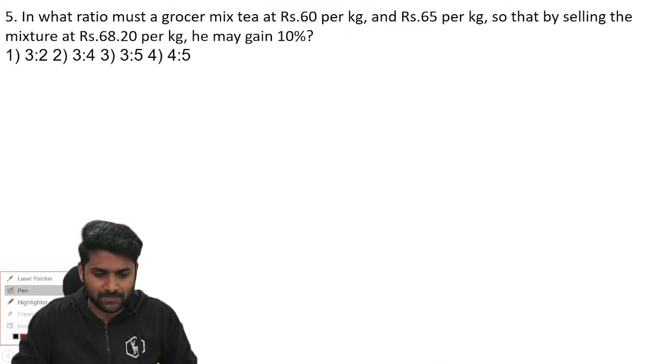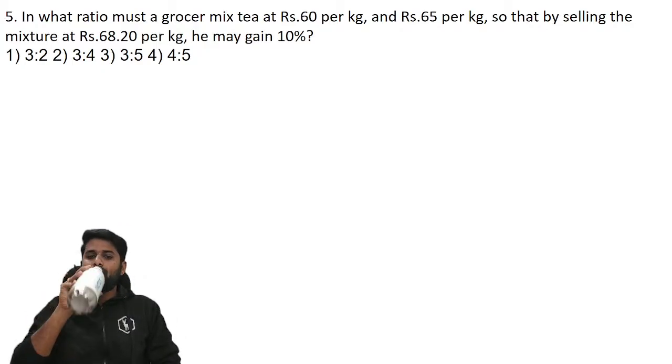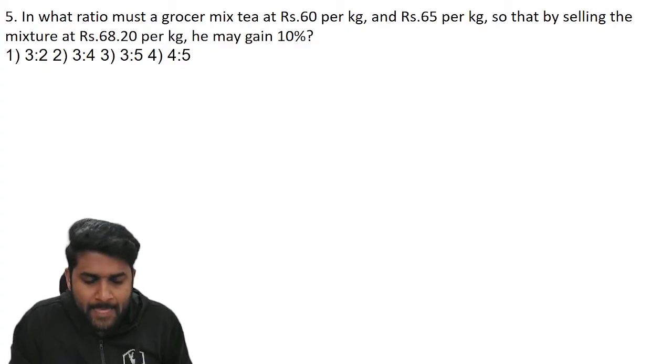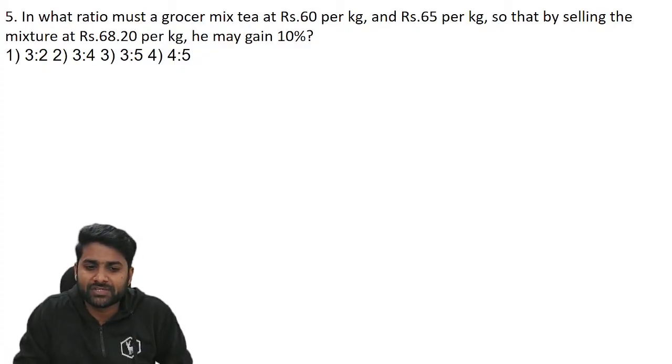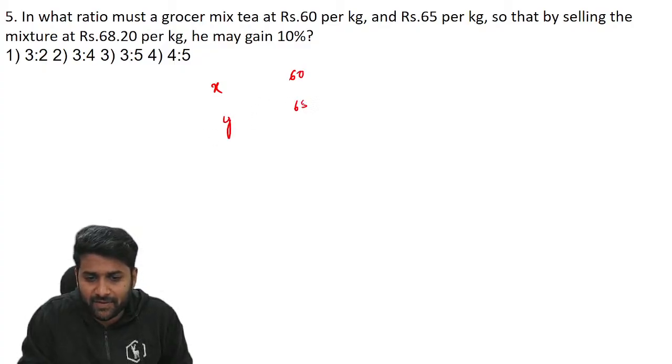Next, let's move to the next question. In what ratio must a grocer mix tea at 60 per kg and 65 per kg, so that by selling the mixture at 68.20 he may gain 10%? Let us take X quantities, cost is 60 per kg, and Y quantities, 65 per kg. So it's all about the prices. This is the cost price 60, and the Y cost price is 65.